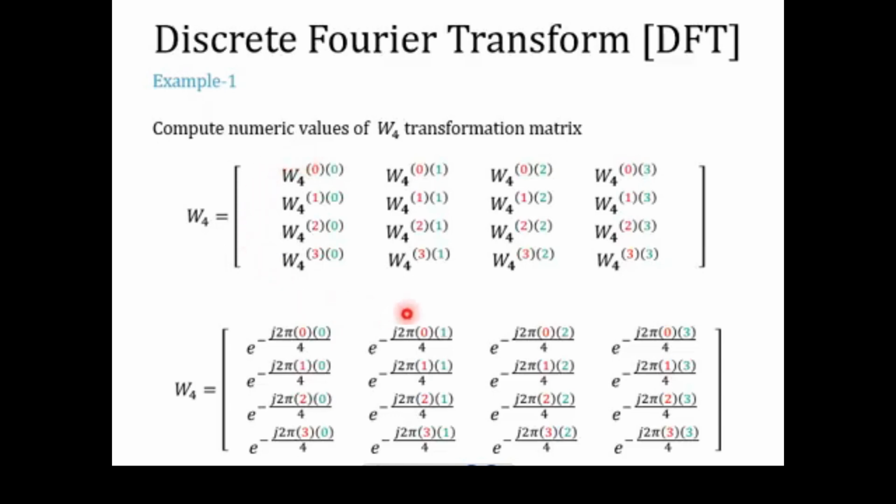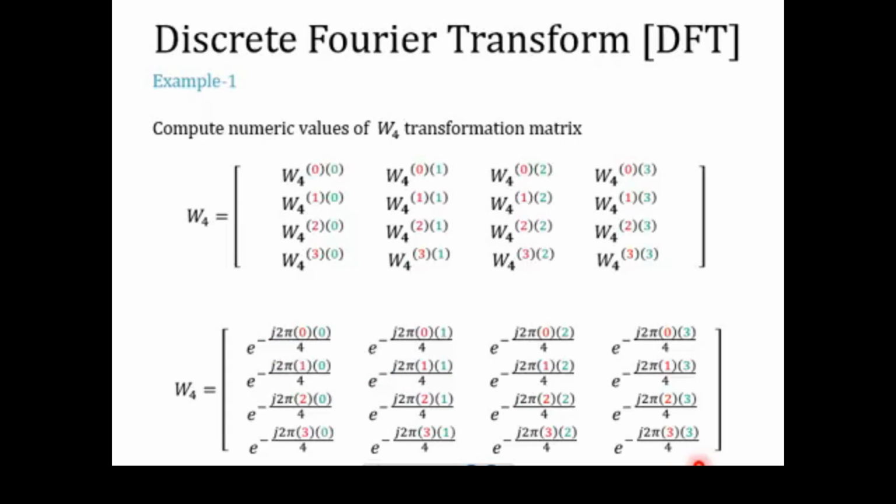Now, how we can find the values of this W4 matrix? Mathematically, we know Wn is equal to exponential minus j 2 pi over n. So if the value of n is equal to 4, then W4 will become exponential minus j 2 pi over 4, and the product of K and N will become the power of this factor, and on multiplying those two powers it will be simply equal to exponential minus j 2 pi into 0 over 4. Similarly, you can fill the whole matrix by following the K and N values.